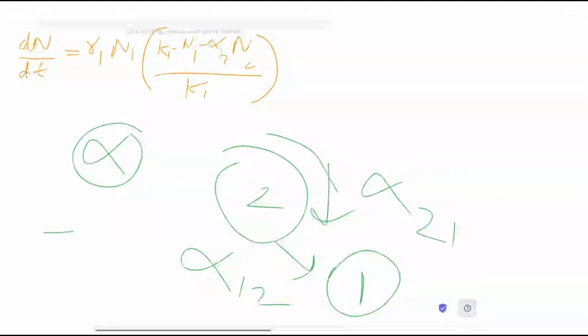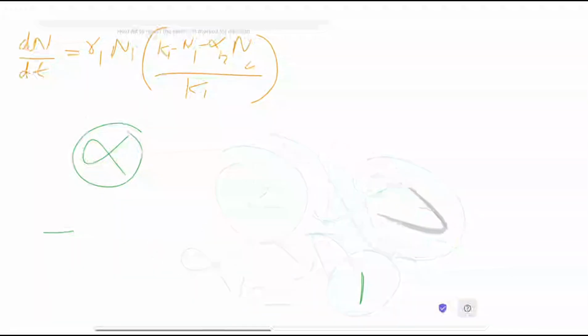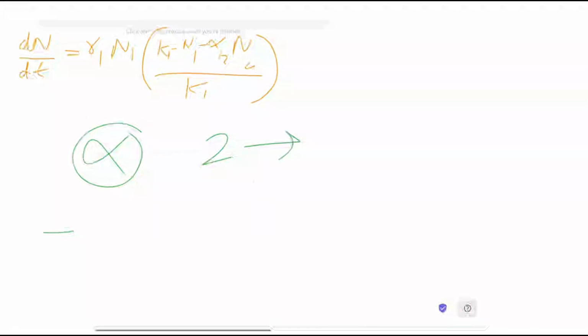If this is the effect on the species, similarly if species 1 is affecting species 2, then it is alpha 21. Whereas if species 2 is affecting species 1, then it will be alpha 12. Like 2 affecting 1, so it will be alpha 12, and 1 affecting 2, so alpha 21. So this is the easy way we can remember.